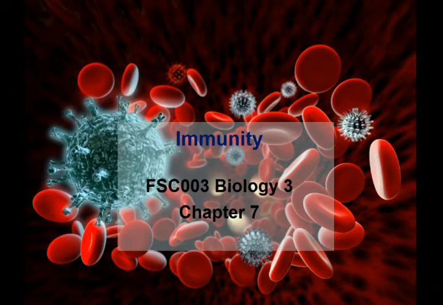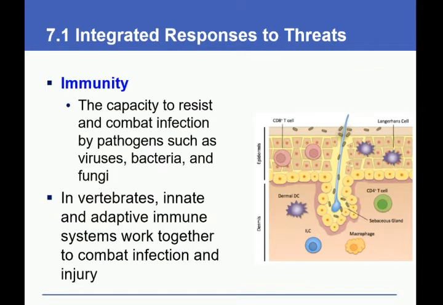Immunity, Chapter 7. Integrated Responses to Threats. Immunity is the capacity to resist and combat infection by pathogens such as viruses, bacteria, and fungi. In vertebrates, innate and adaptive immune systems work together to combat infection and injury.